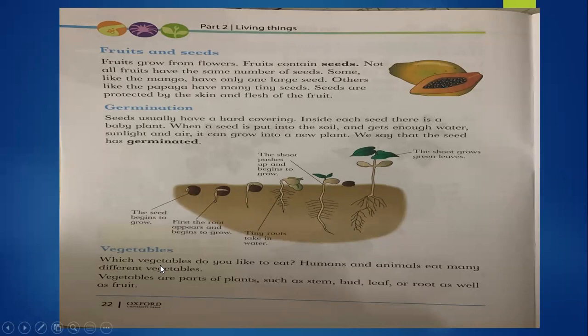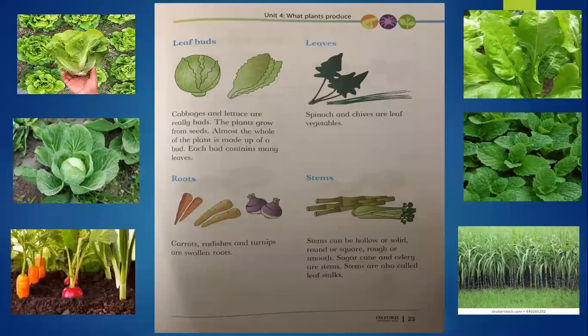Then we have read about the vegetables, how different parts of the plants give different types of vegetables. Let's see, like leaf buds: cabbage and lettuce are really buds. They look like this. The plants grow from seeds. Almost the whole of the plant is made up of a bud. We call these types of vegetables leaf buds. These vegetables we get from the leaf buds.